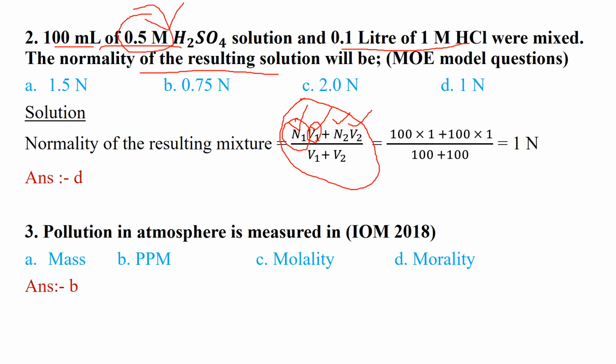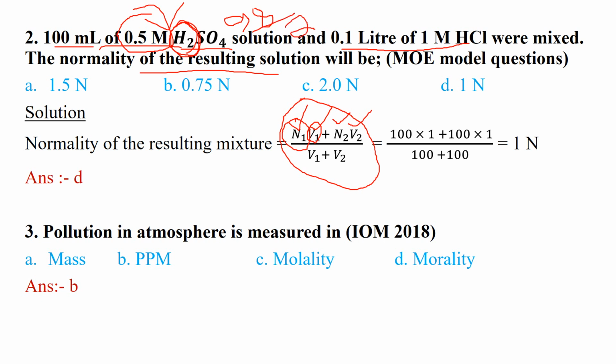We have already discussed the relationship between normality and molarity. Normality into equivalent weight is equal to molarity into molecular weight. That is, normality is equal to molecular weight divided by equivalent weight times the molarity. And what is the molecular weight of H2SO4? That is 98. And what is the basicity? That is, H2 means 2 replaceable hydrogens. So basicity will be 2. 98 divided by 2 will be 49. So 49 is the equivalent weight.